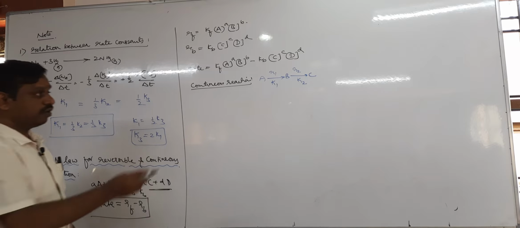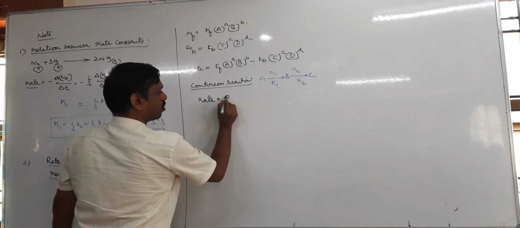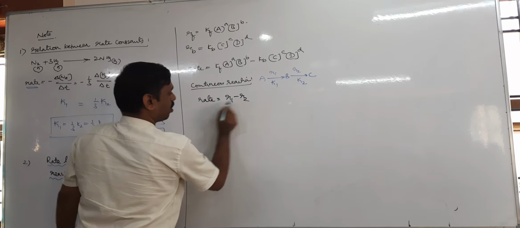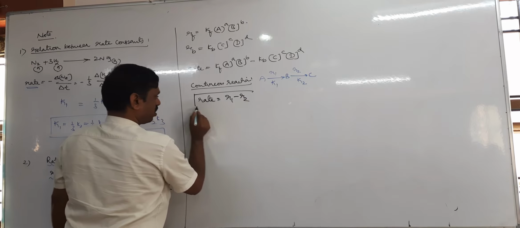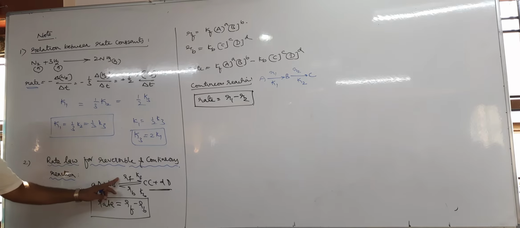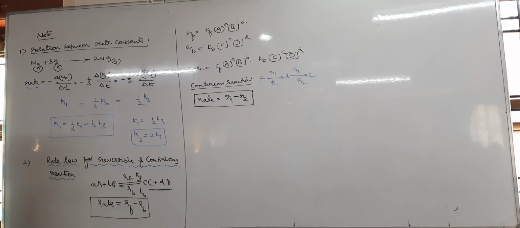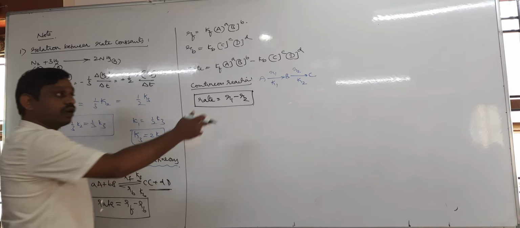Then for this reaction also, what is rate? Same, rate equal to R1 minus R2. That's what we have taken together. The rate law for even reversible reaction, continuous reaction, is the same, R1 minus R2. Okay, so what are R1, R2, you can get it.